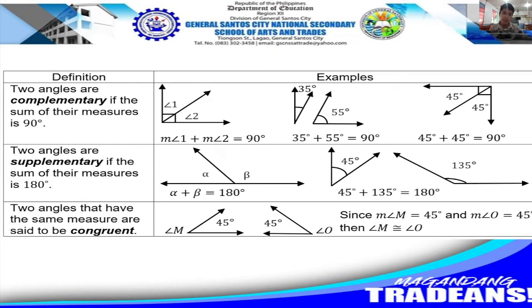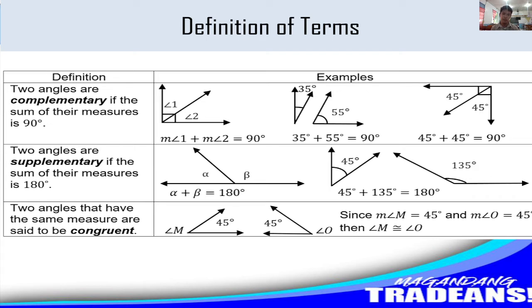So let's start with the definition of terms. The first word to describe is complementary. When you say complementary, the sum of the angles is exactly 90 degrees. Take a look at this example. If you are going to add angle 1 and angle 2, the answer is 90 degrees. So how do they know if it is 90 degrees?